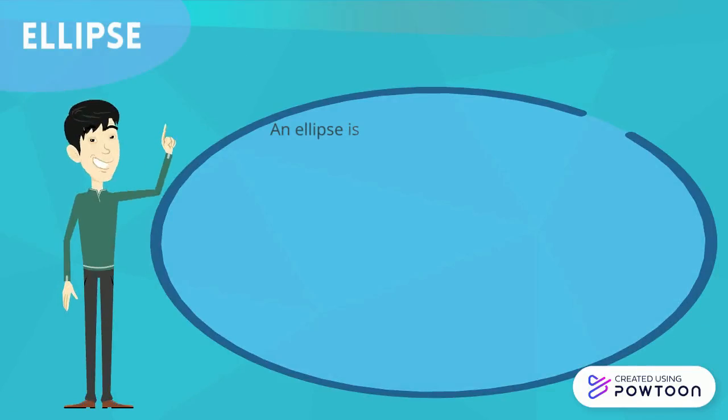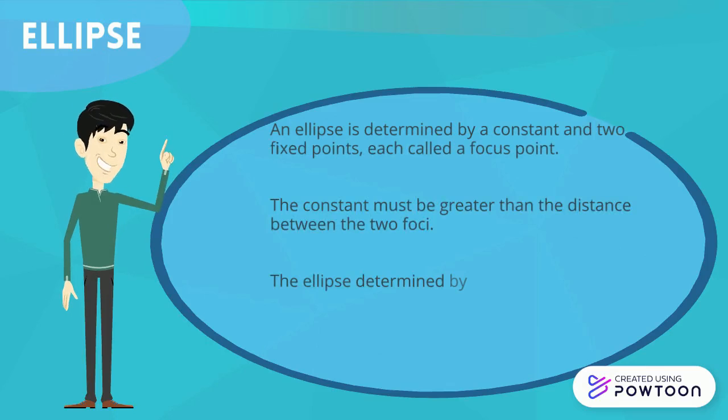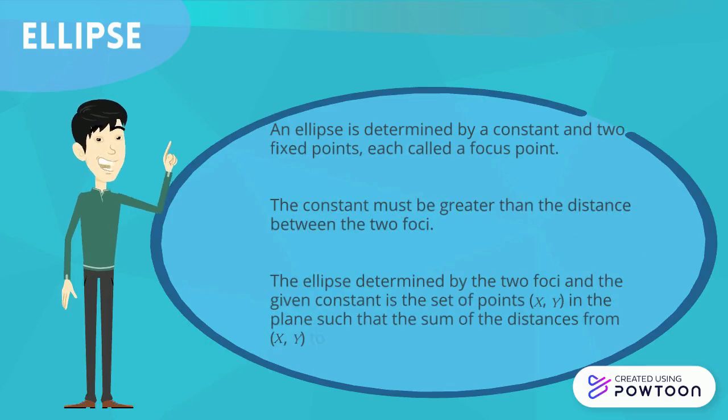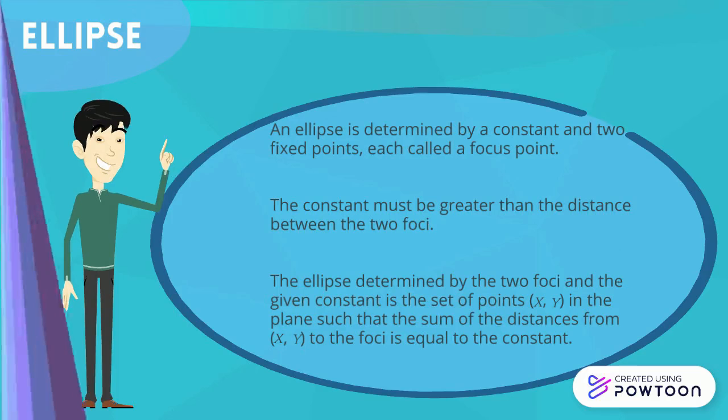An ellipse is determined by a constant and two fixed points, each called a focus. The constant must be greater than the distance between the two foci. The ellipse is the set of points x and y in the plane such that the sum of the distances from x and y to the foci is equal to the constant.